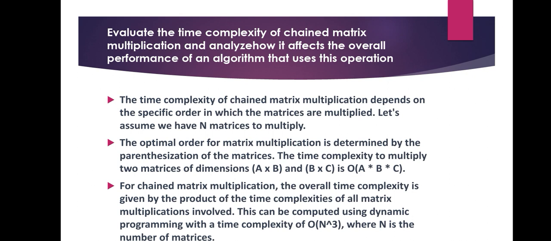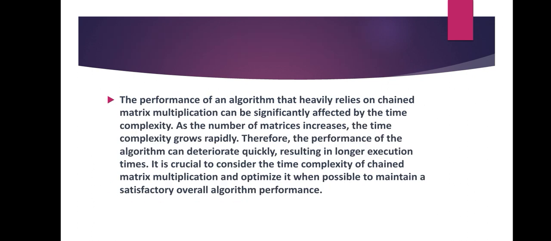parenthesization of the matrices. The time complexity to multiply two matrices of dimension A cross B and B cross C is order of A into B into C. That is order of n square, n cube. For chain matrix multiplication, the overall time complexity is given by the product of the time complexity of all matrix multiplications involved. This can be computed using dynamic programming with a time complexity of order of n cube, where n is the number of matrices.